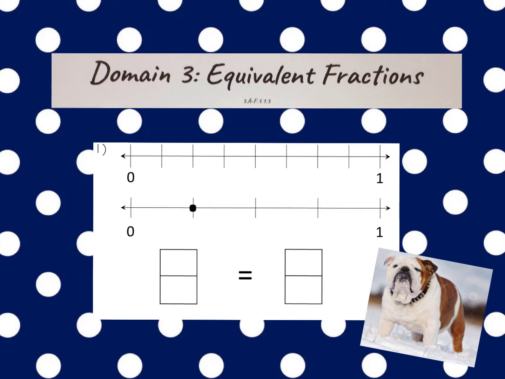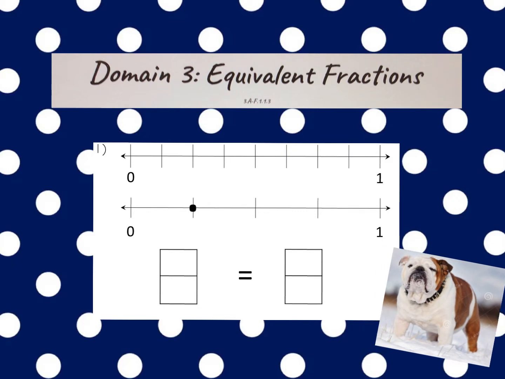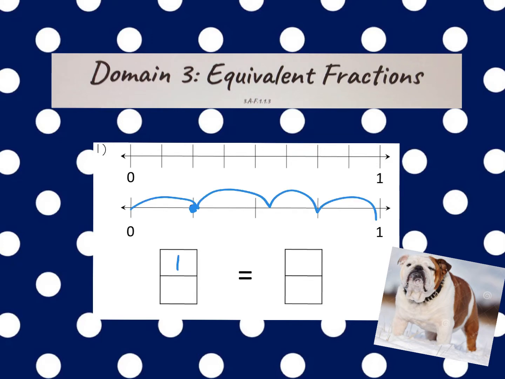So what we're going to do first is find an equivalent fraction that matches this dot right here. So let me find my marker here. There we go, that dot right there. So the first thing we're going to do is take a look at what that looks like. So we have 1, 2, 3, 4. So it's 1/4. And we're going to figure out what other fraction matches 1/4.